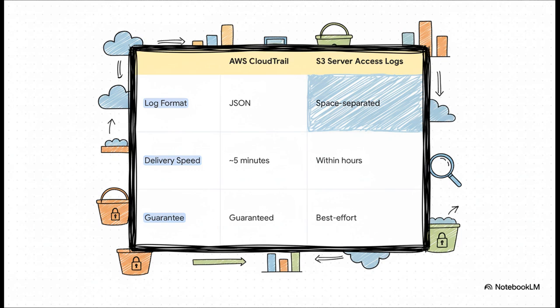Think of CloudTrail as your security audit log. It tracks API calls, who did what and when, and it's fast and guaranteed. Server access logs are more like traditional web server logs, great for analyzing traffic patterns, but they can take a few hours to show up. So here's the key takeaway. CloudTrail is for security and auditing. Server logs are for traffic analysis.